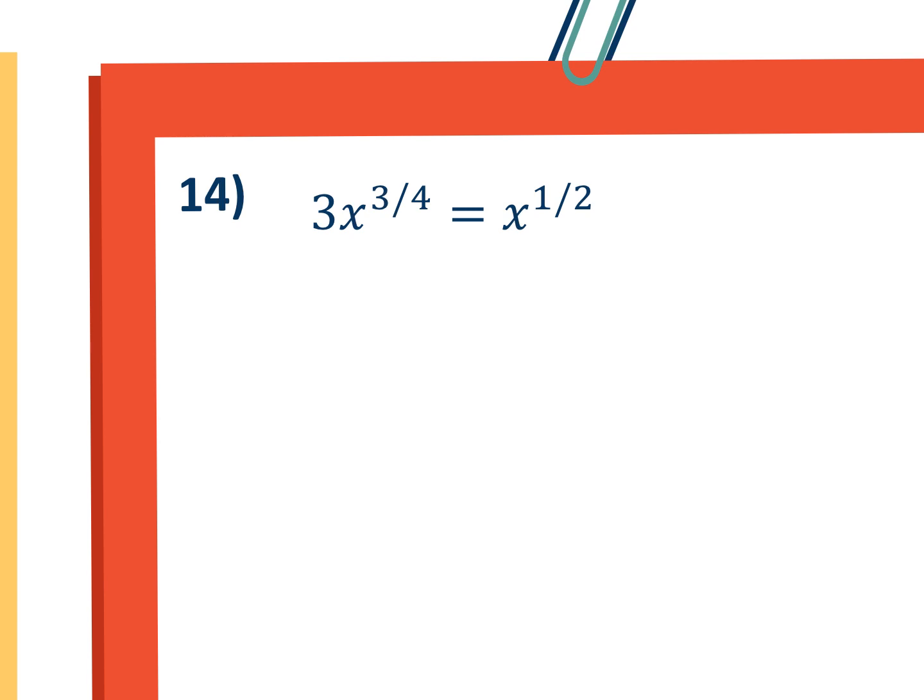Can I change 1/2 to have a common denominator with 3/4? What would it be? This would be 2/4, right? Okay, that's fine. So how could I rewrite this? The 4th root of x squared.